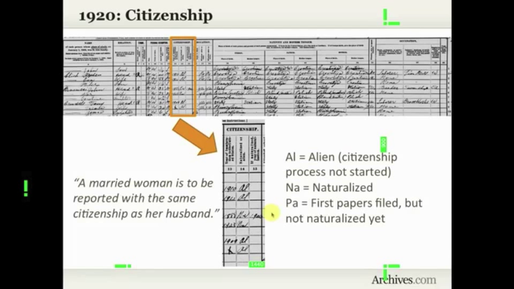They were still going through the process. And it's important to note that the instructions that were given to the census takers in 1920 was that a married woman was to be reported with the same citizenship as her husband. So it's actually not unusual to find a woman listed as perhaps an alien, even though she was born in the United States. And that's actually what we see here in this example here.